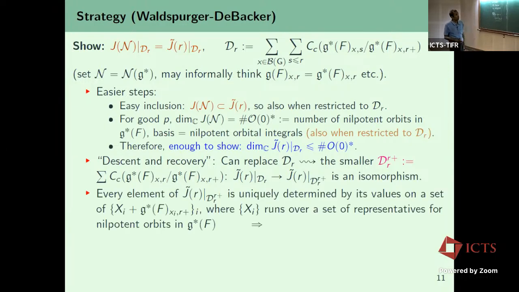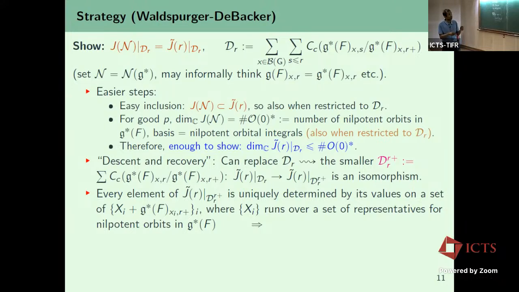The next step is to show that every element of this distribution space on the function space dr r plus is uniquely determined by its values on very specifically chosen cosets, where these cosets run over a set of representatives for nilpotent orbits. Every nilpotent orbit can be written by choosing an element of the orbit to contribute to dr r plus. But dr r plus vastly overcounts the number of nilpotent orbits, but then you are working with invariant distributions which are supported close to the nilpotent cone.